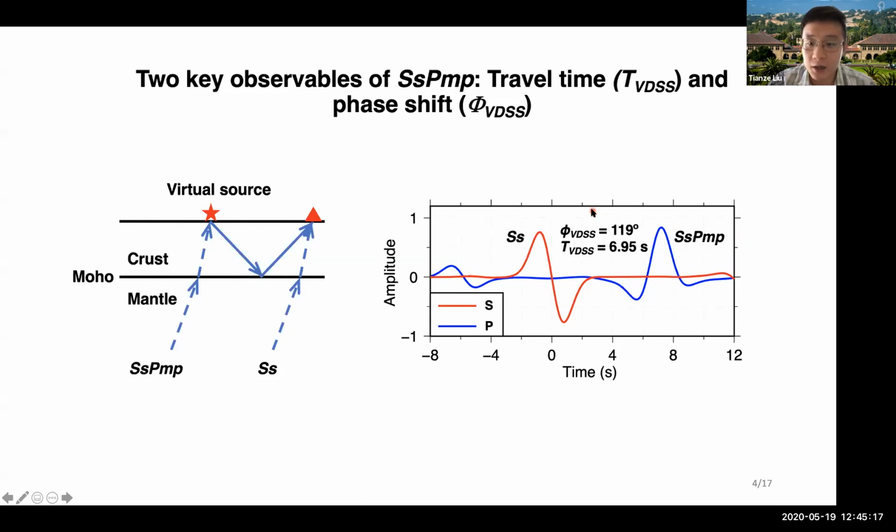In this case, by doing that, we can measure the phase shift of SSPMP to be 119 degrees, and at the same time measure its travel time, T_VDSS, at 6.95 seconds. And later on, we'll show that in phi_VDSS, the phase shift, it contains a lot of information about the characteristics of the crust-mantle interface, the Moho.